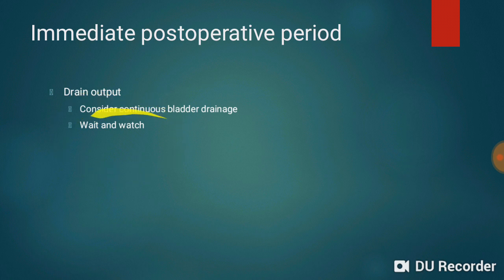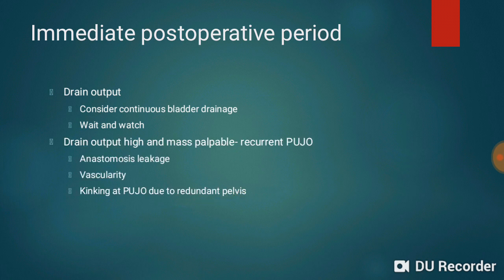After that, it is better to wait and watch, because in most cases of some obstruction, the increased drain output will decrease over a week. If the drain output is high and a mass is palpable, that is a recurrent pelviureteric junction obstruction. If in the postoperative period we palpate a mass and the drain output is high, that means there is an anastomotic leakage. Then we have to suspect it can be either due to loss of vascularity of the ureter due to increased handling, or a kinking at the pelviureteric junction due to a redundant pelvis, where at the anastomosis there can be a kinking causing an obstruction.